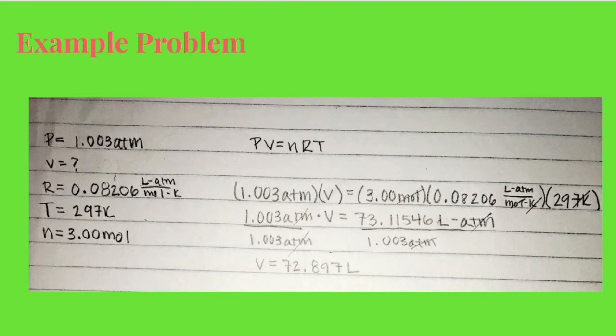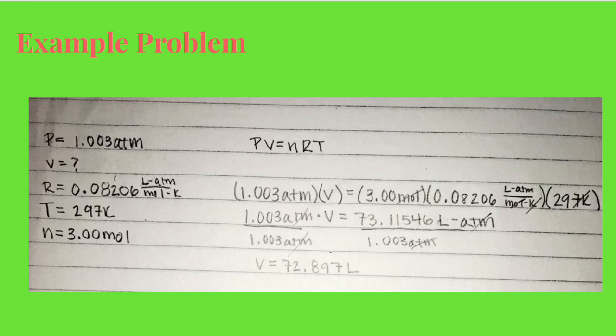An example problem for the ideal gas law: I'm going to start off with the variables. P is equal to 1.003 atmospheres, and we're trying to find V. R is equal to 0.08206 liters atmosphere per mole Kelvin, the temperature is equal to 297 Kelvin, and n is equal to 3 moles.